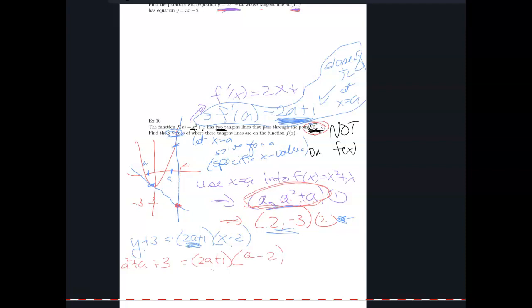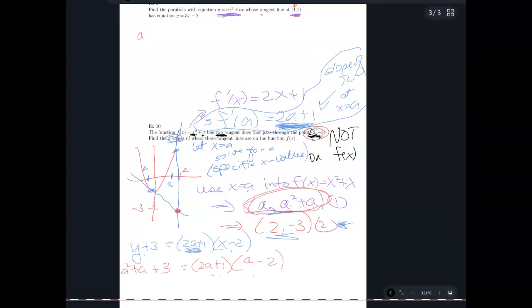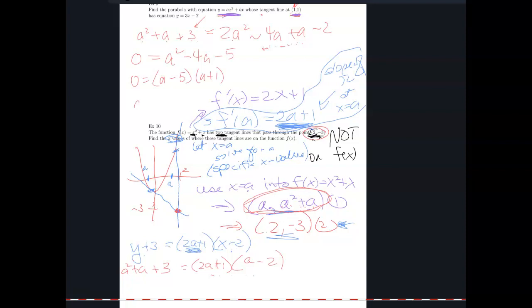So let's multiply this side out, and I'm going to bring it up here. a squared plus a plus 3 gives me 2a squared minus 4a plus a minus 2. It's a quadratic. Get it equal to 0. So subtracting the a squared, you get that. So these two things here make a negative 3a, and then we subtract another one, so you get a negative 4a. Subtract this over here, so I get a negative 5. Oh my goodness, I think that factors. Minus 5 plus 1. So there's 2 points that this happens at.